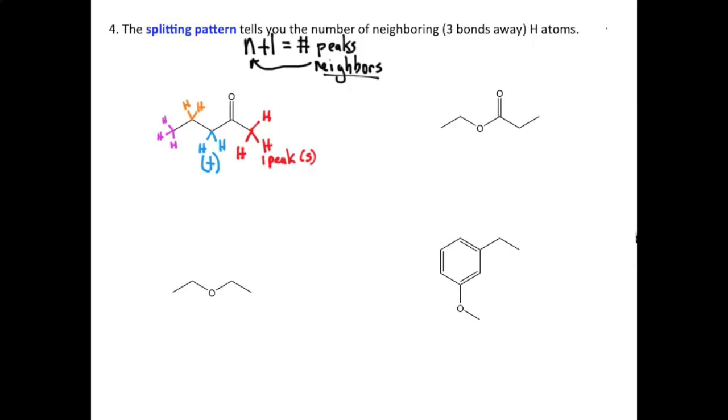If we look at the orange, how many hydrogens are 3 bonds away? 1 bond, 2 bond. How many hydrogens are on the right? 2. How many hydrogens are on the left? 3. So there's 1, 2, 3, 4, 5 neighbors for this orange peak. 5 neighbors equals 6 peaks. The signal for the hydrogens in orange would be broken up into 6 peaks. That is called a sextet.